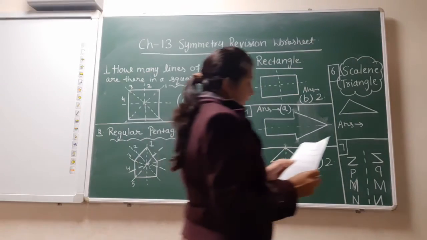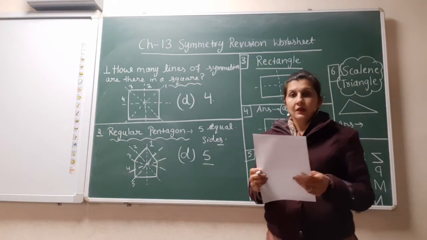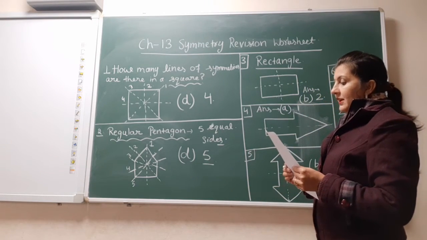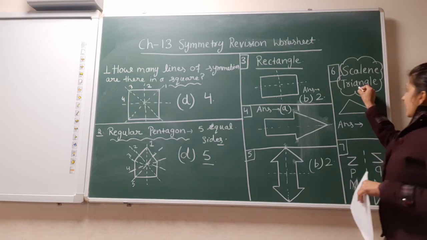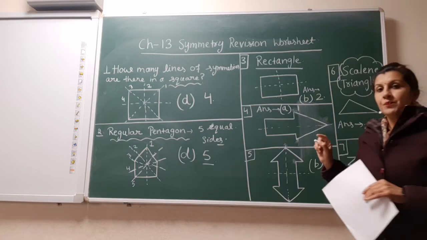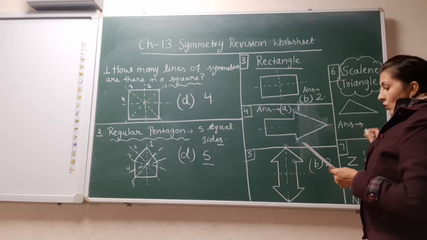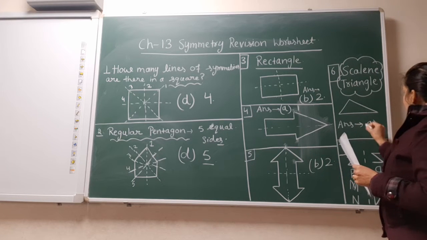Next is question number 6. Find the number of lines of symmetry in a scalene triangle. A scalene triangle is one which has no side equal. So it has no line of symmetry. So its answer is A.